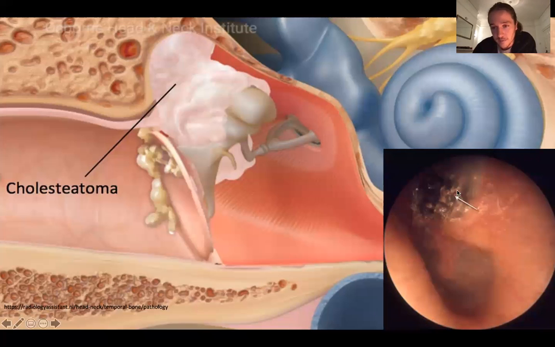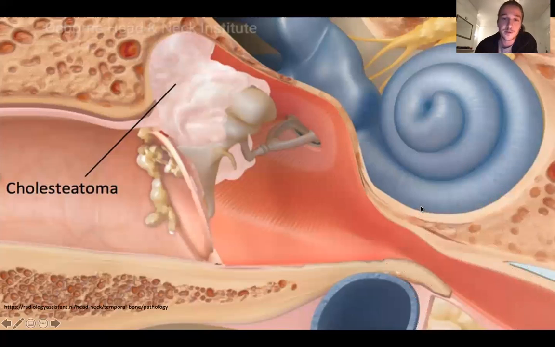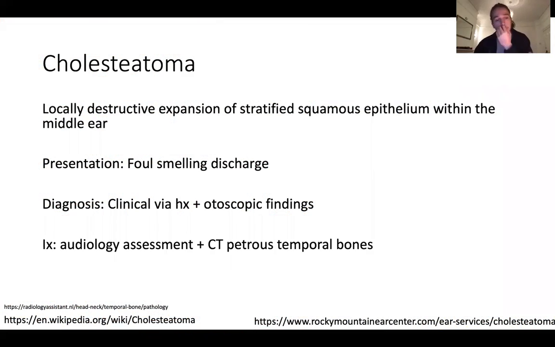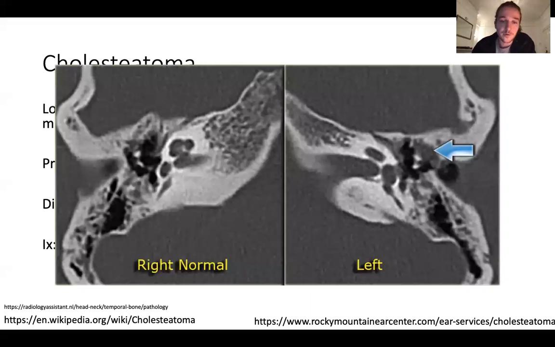So you're finding this big, nasty lump of thing in the attic of the ear. So here's the handle of the malleus. And then you see this is a normal eardrum. Just above that, you have this eroding through the top, which is cholesteatoma. The investigations, you do audiology, so you affect the hearing, and you do CT of the petrous temporal bones.